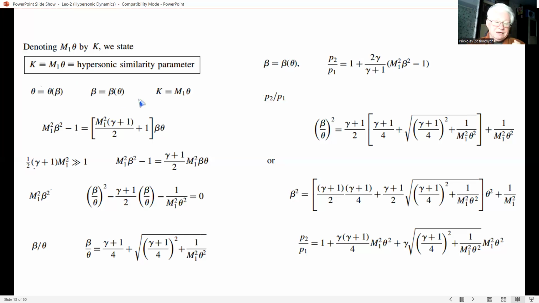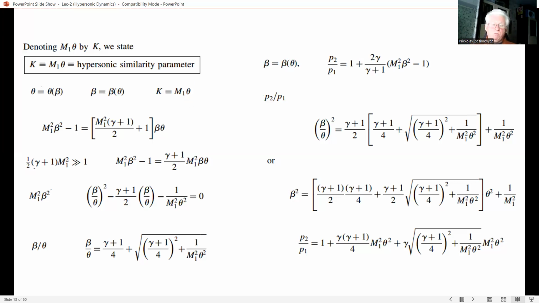is tedious. However, in the combined limit of hypersonic flow and small angle, an approximate explicit relation for beta from theta can be obtained. And this will be our first step toward introducing K, proportional to M1 times theta, into the shock relation.